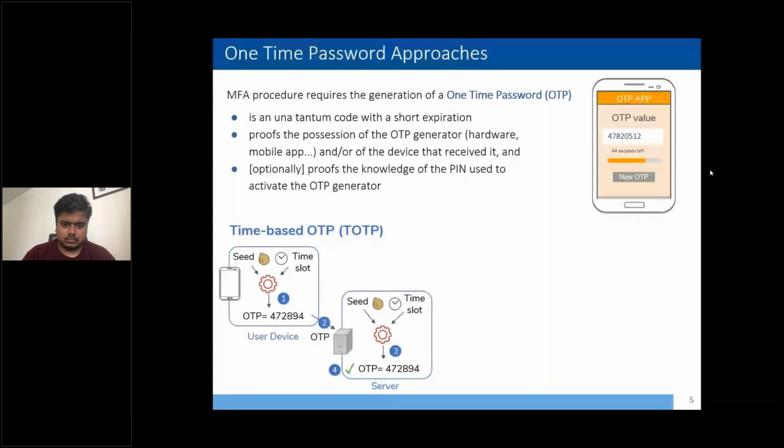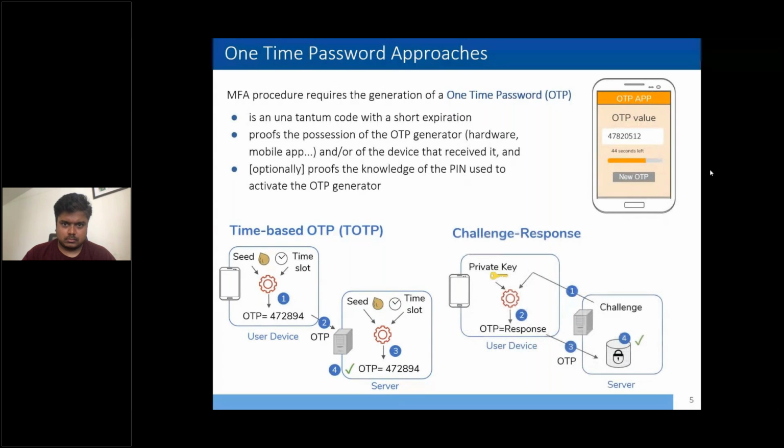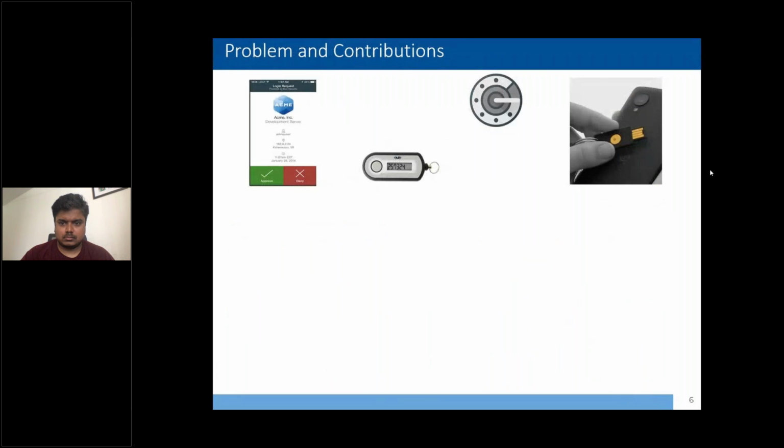A widespread approach, for example, is a challenge-response approach, where the server sends a challenge to the user, and the user has to answer with a valid response, that is an OTP generated starting from the challenge and the private key that is stored locally in the user device. And FIDO is an example of a standard that is based on this approach. On the market, there are several solutions that provide multi-factor authentication.